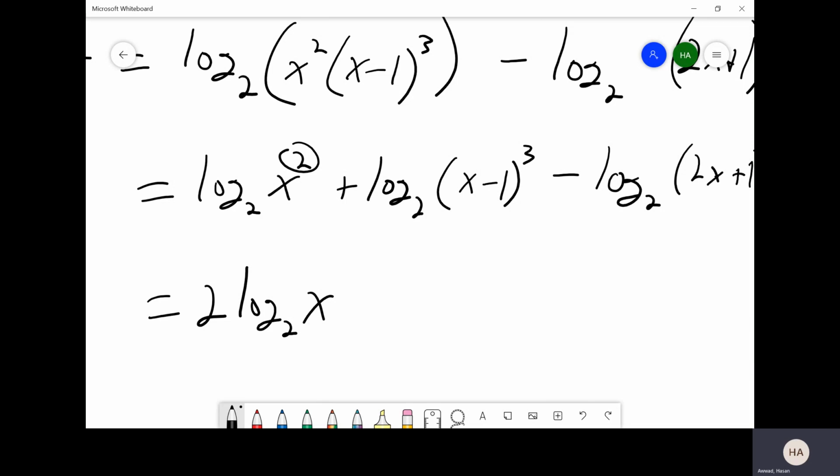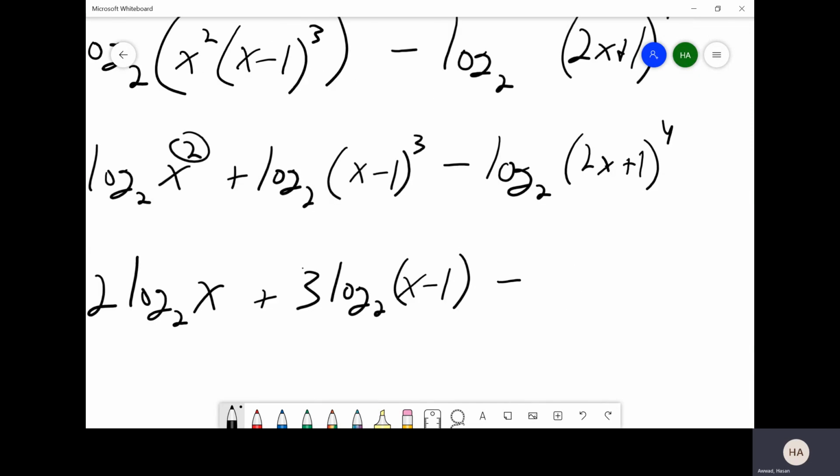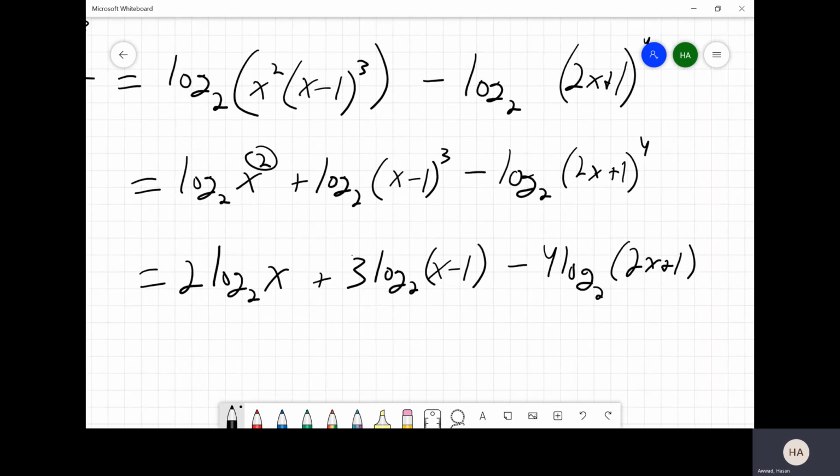So it's just 2 times log base 2 of x plus, okay, once again, we have this 3 here. We're going to move that out front. So now we have 3 log base 2 of x minus 1, and we're subtracting off the 4, which is also going to come out front, so 4 log base 2 of 2x plus 1. And that's it. This is as expanded as you can make it. You cannot do anything else with this.